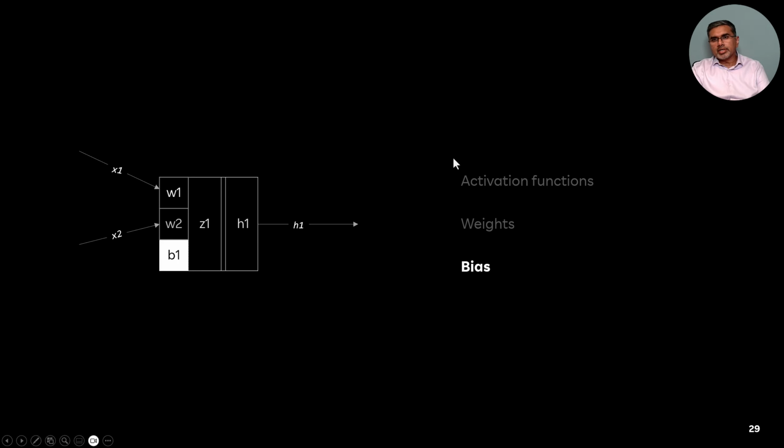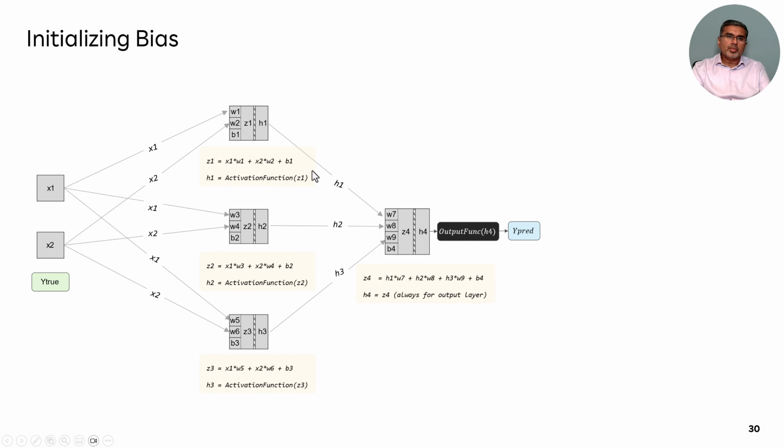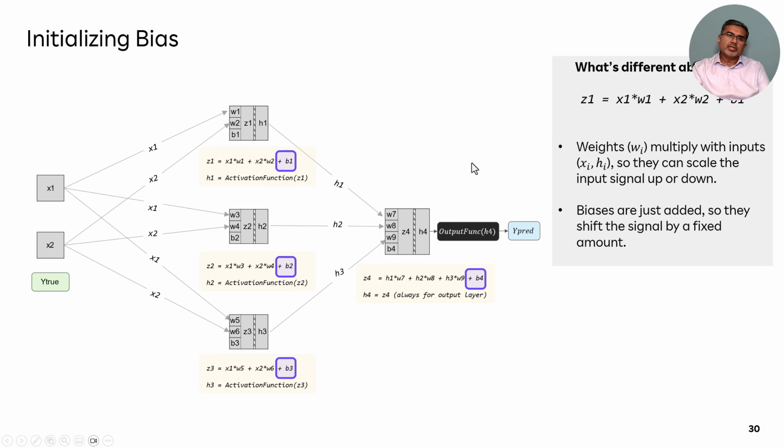Okay, now that we have studied activation functions and weight initialization, let's look at bias initialization. So if you look at the formula here, there's something very interesting about bias. This is where the bias is, right? In your summation value, you're adding the bias. The interesting thing about bias here is that weights actually multiply with the inputs that are coming from the prior layer, whereas bias is not, it's just added.